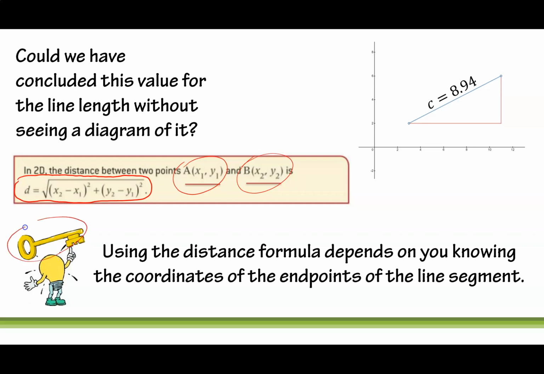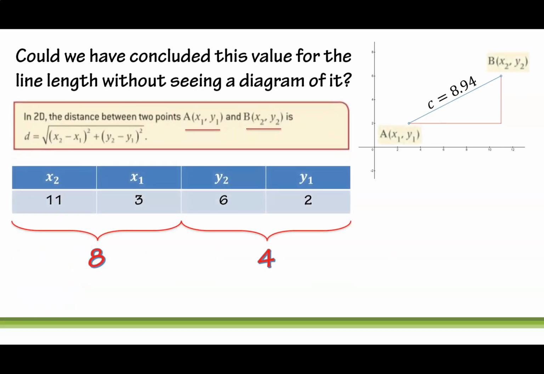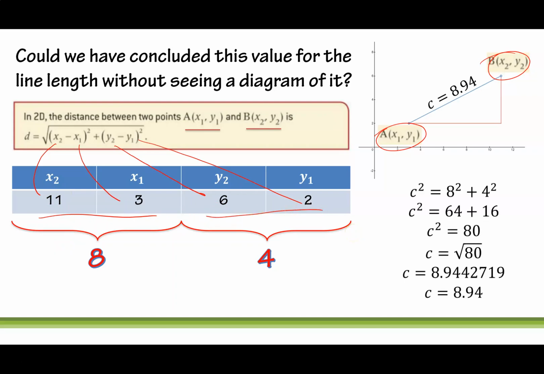Okay, the key idea depends on us knowing the coordinates of the endpoints. So what do we do? If the coordinates were here (3, 2) and over here (11, 6), I would take the difference between the two x values and the difference between the two y values, and those values are embedded in the diagram. The difference between these two is 8, and the difference between these two is 4, and I could then put them in that formula which we recall from before.